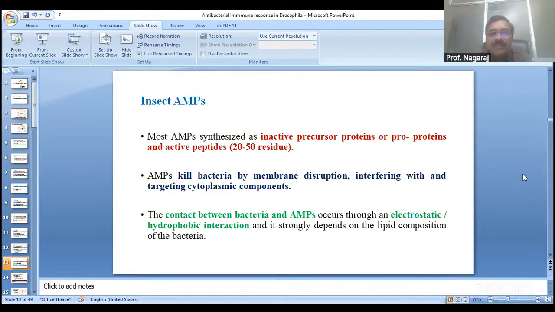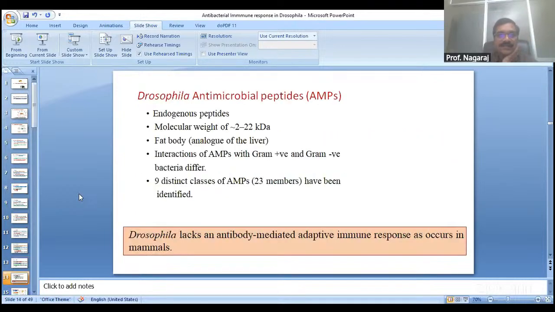The contact between bacteria and AMPs occurs through electrostatic and hydrophobic interaction and strongly depends on the lipid composition of the bacteria. It depends upon the bacteria. As we know, there are different kinds of bacteria, including gram-positive and gram-negative and many other clinical strains.